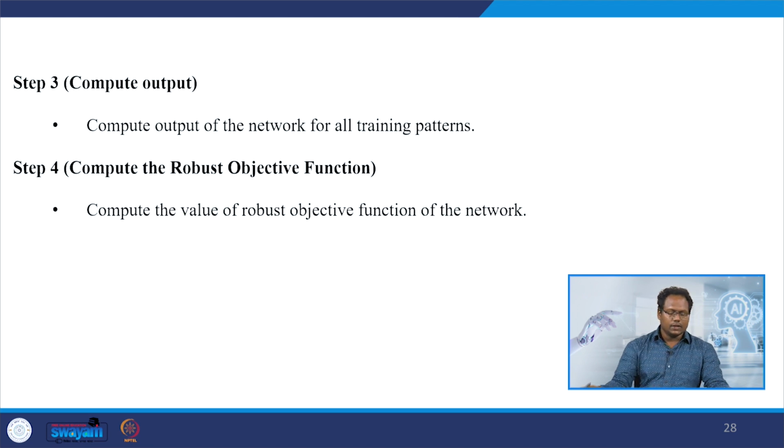Then step 3 involves computing the output by involving all the training patterns, and finally compute the robust objective function of the network and storing it.